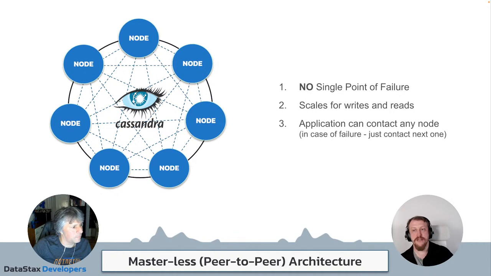So no single point of failure. It scales both for writes and reads because every node is capable of executing a write request, or at least coordinating a write request if it's not a replica. And finally, the application can contact any node, which gives us high availability. In case of failure, just ask the next node, which your driver will do for you automatically.